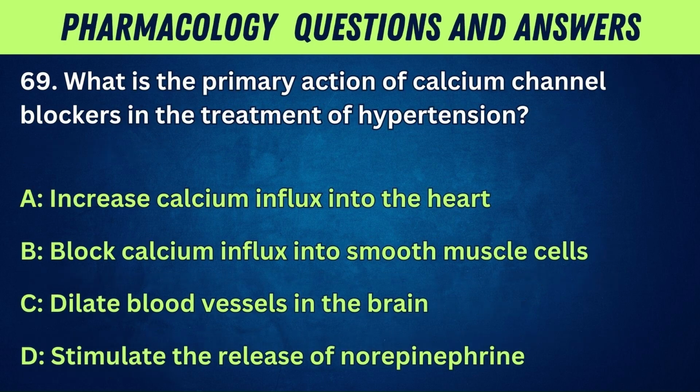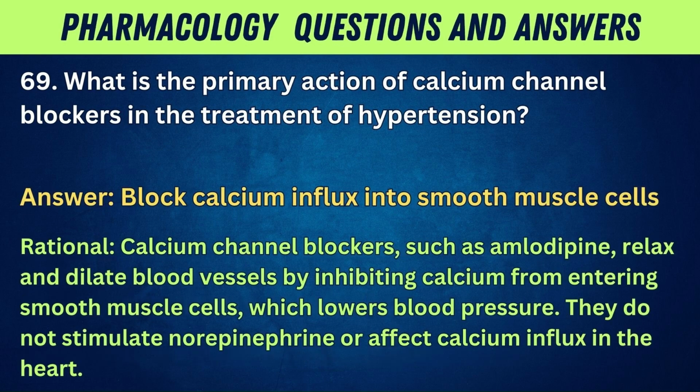69. What is the primary action of calcium channel blockers in the treatment of hypertension? A. Increase calcium influx into the heart. B. Block calcium influx into smooth muscle cells. C. Dilate blood vessels in the brain. D. Stimulate the release of norepinephrine. Answer: Block calcium influx into smooth muscle cells. Rationale: Calcium channel blockers, such as amlodipine, relax and dilate blood vessels by inhibiting calcium from entering smooth muscle cells, which lowers blood pressure. They do not stimulate norepinephrine or affect calcium influx in the heart.